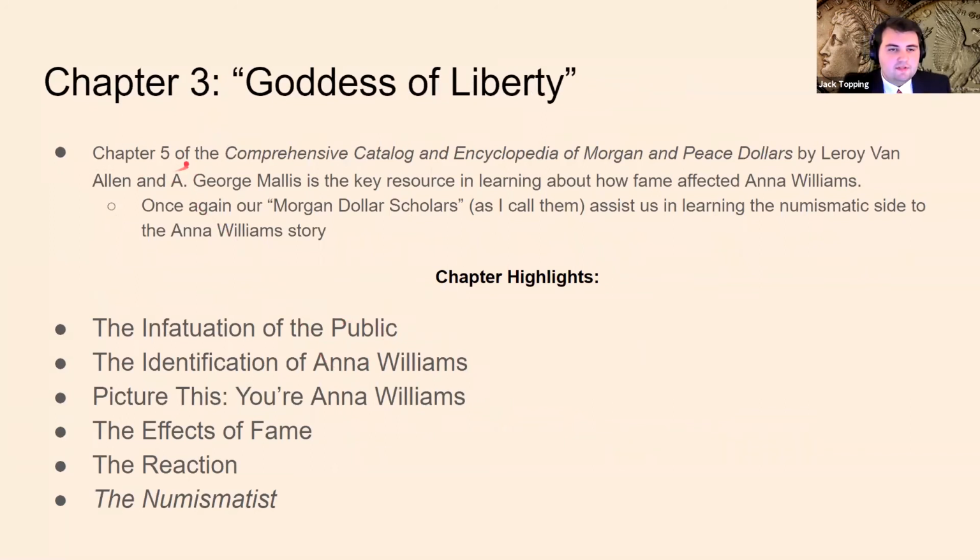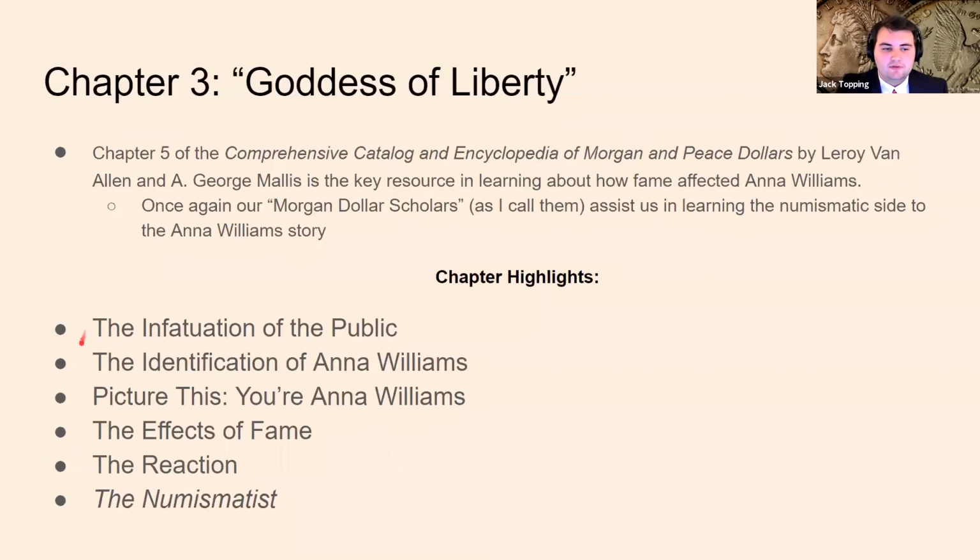So again, we're going to reference the Comprehensive Catalog and Encyclopedia of Morgan and Peace Dollars by Leroy Van Allen and A. George Mallis, chapter 5, which is page 75, like I've been mentioning. That's going to be the key resource in learning about how fame affected Anna Williams. Like I previously said, I like to mention Mr. Van Allen and Mr. Mallis as our Morgan Dollar scholars. So they help us learn about the Anna Williams story, especially in terms of her reaction to fame. And it's not the only resource that we're going to be looking at, but it's a great one that answers a lot of questions.